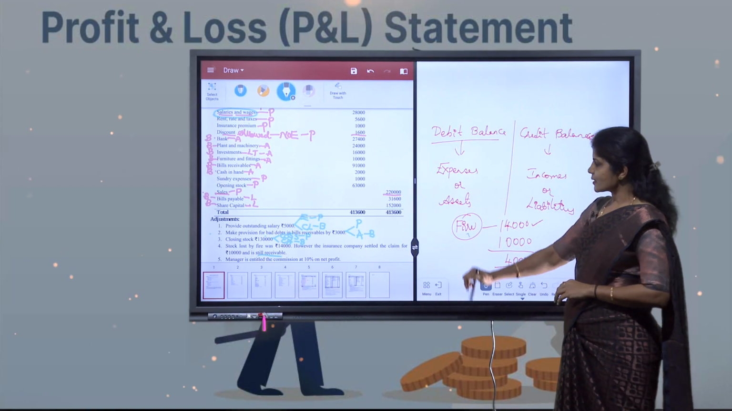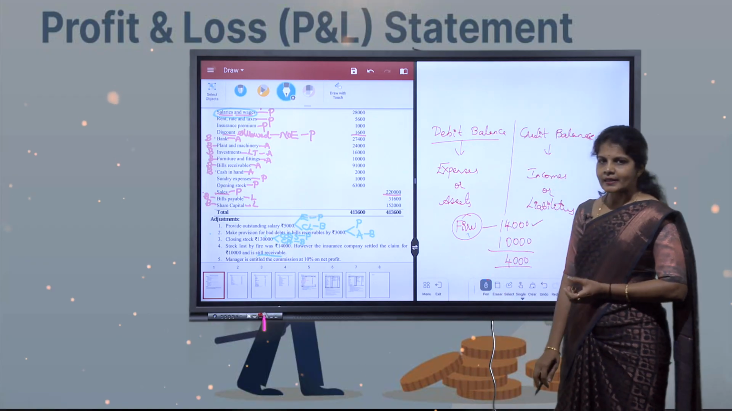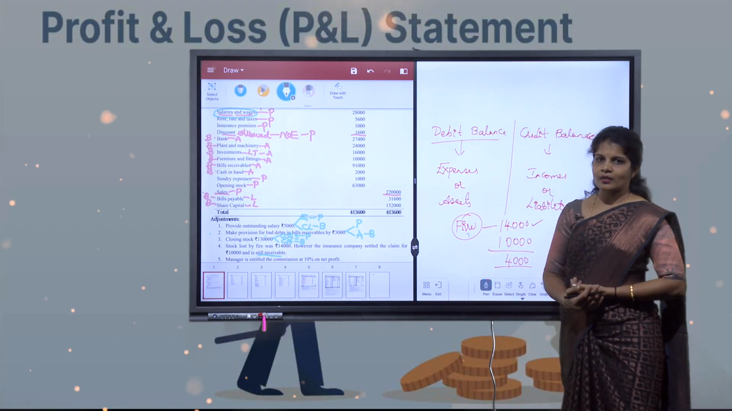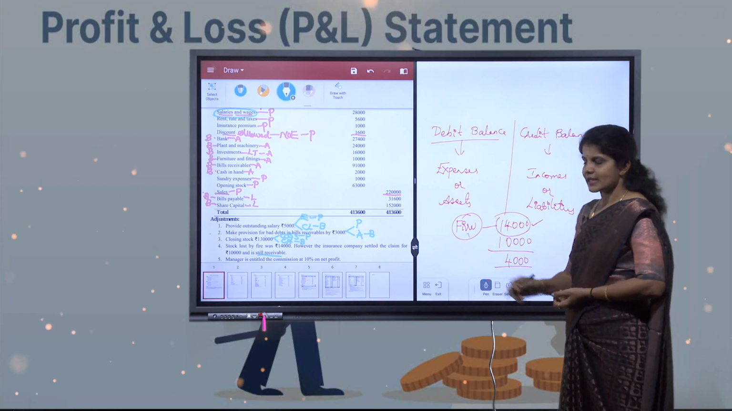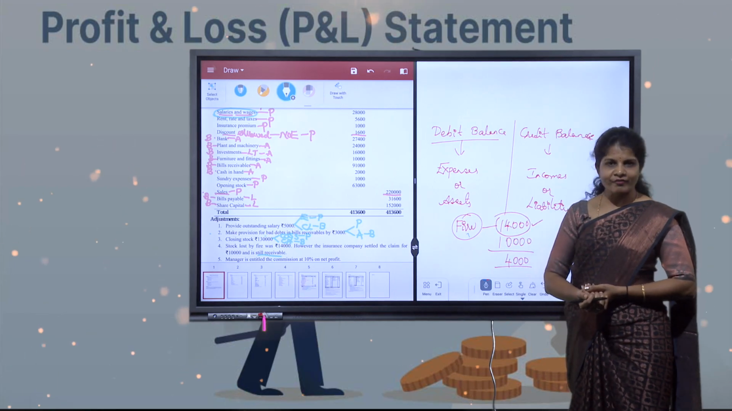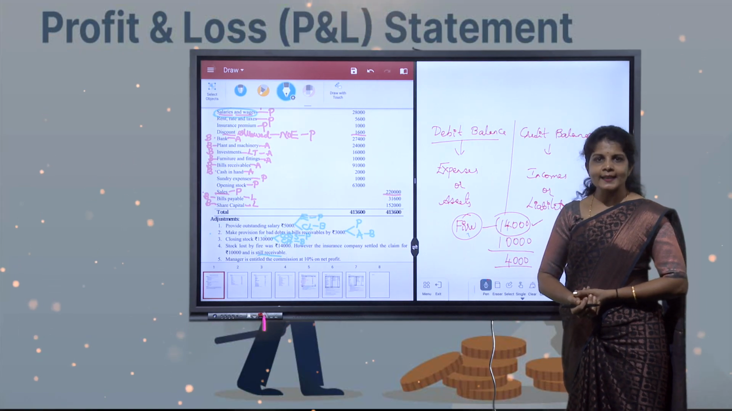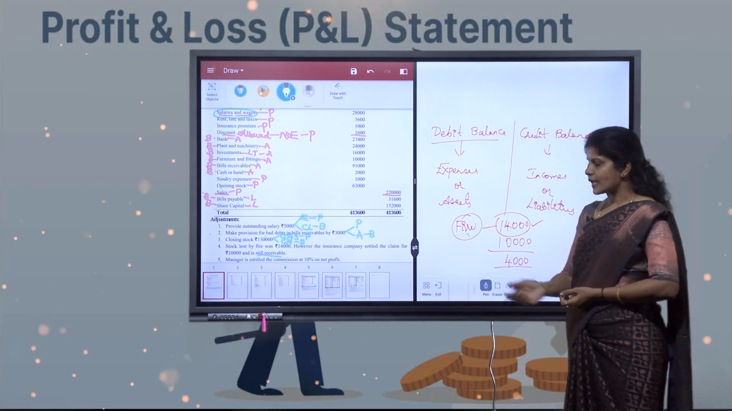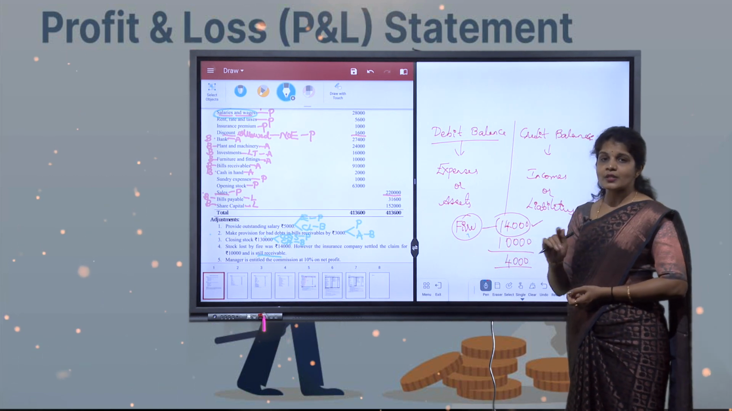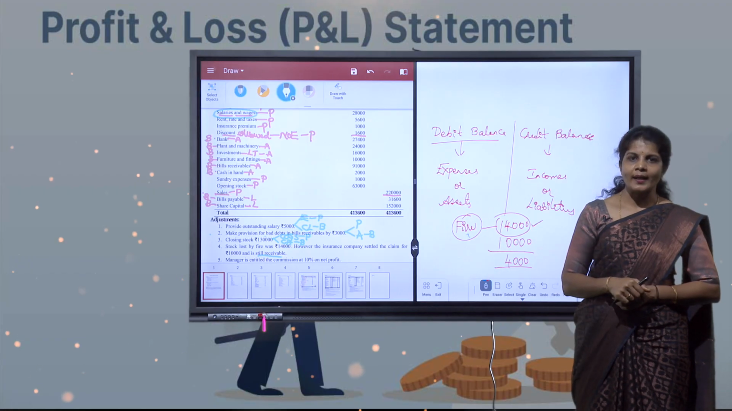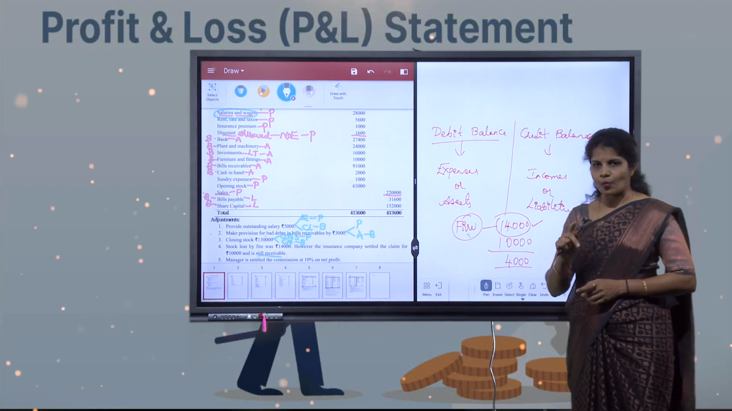Correct. That means there is a closing stock of 1,30,000. Out of this closing stock of 1,30,000, this 14,000 worth of goods has to be reduced. So while calculating the cost of goods sold, this stock lost by fire of 14,000 should be deducted. So we are considering this for the calculation of cost of goods sold once.